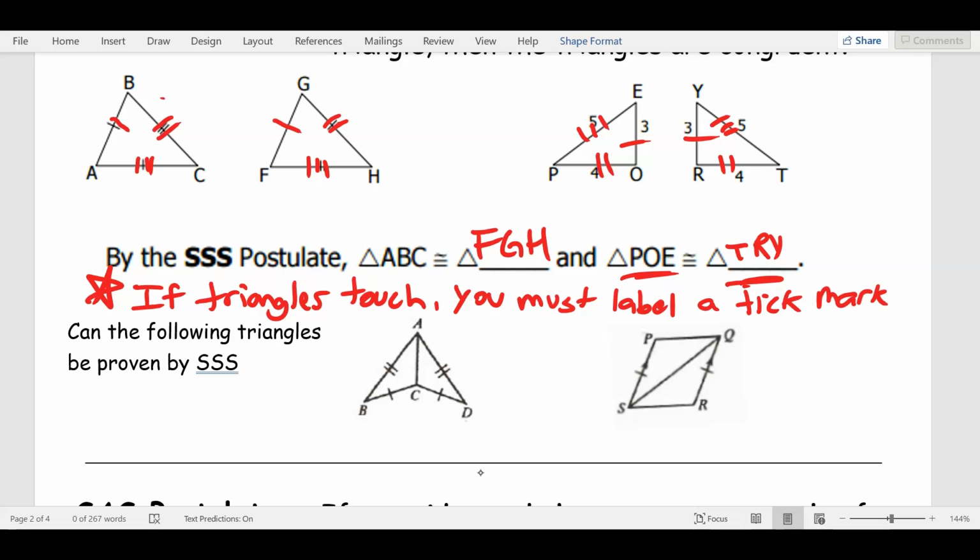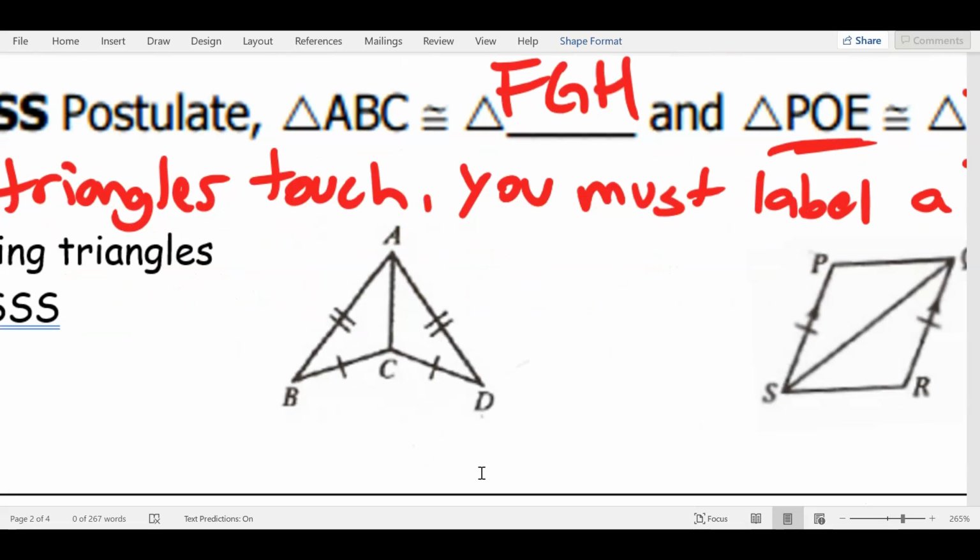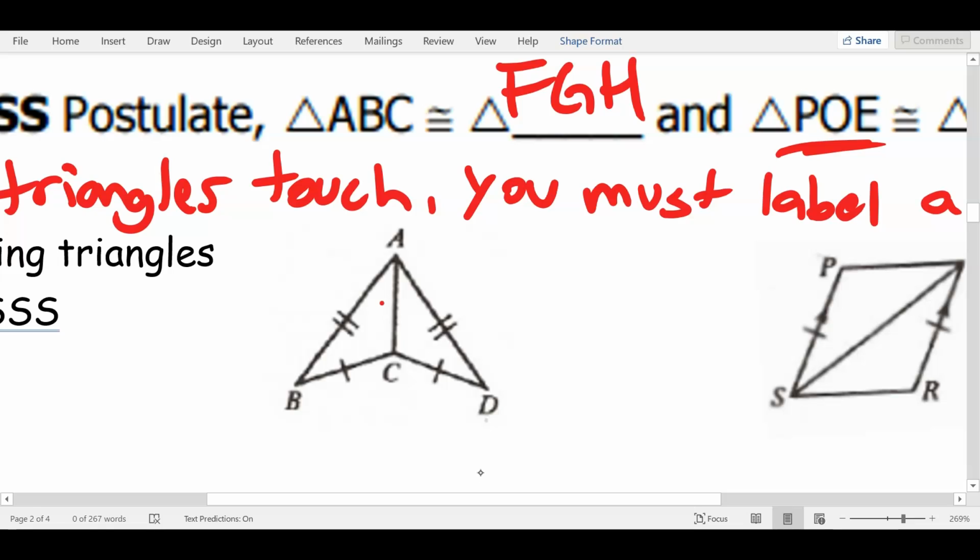Okay, so see that these are touching. They share a side. Would you agree that if they share that side, it is obviously the same on both sides? It's the same thing, right? So anytime you see triangles touch, I want you to put tick marks on it, okay? Now, I already see 1 tick mark and 2 tick marks, so I'm going to put 3, okay? If you don't label when they touch, you might get some of these wrong. So I'm trying to help you out here. Anytime they're touching, put a tick mark there. Cool? Everyone heard me say it?